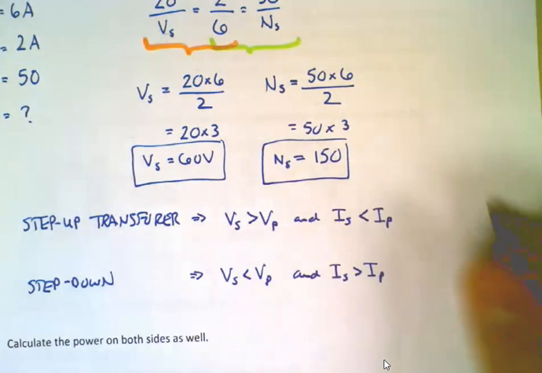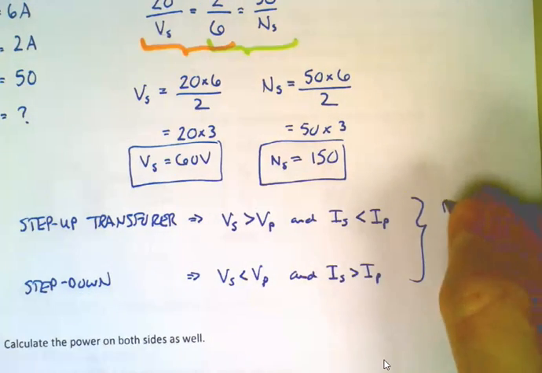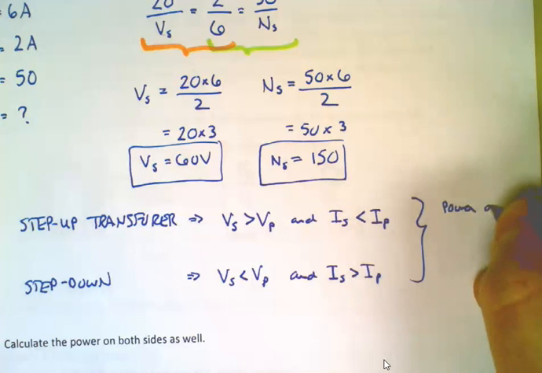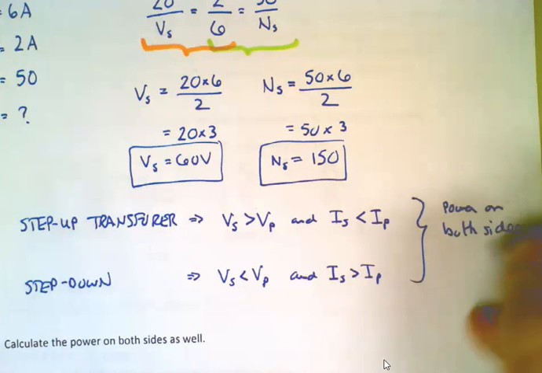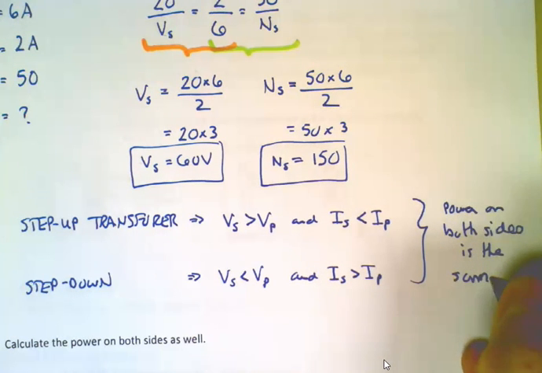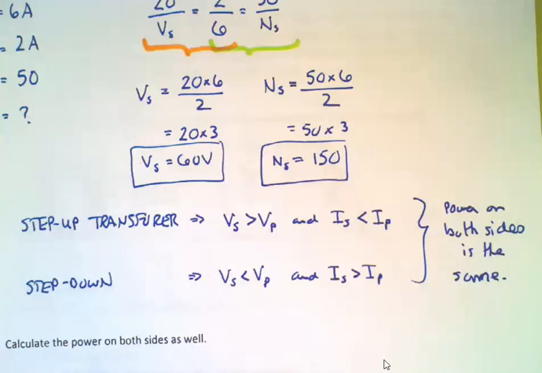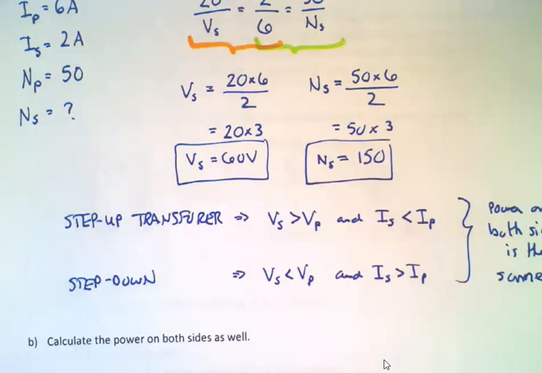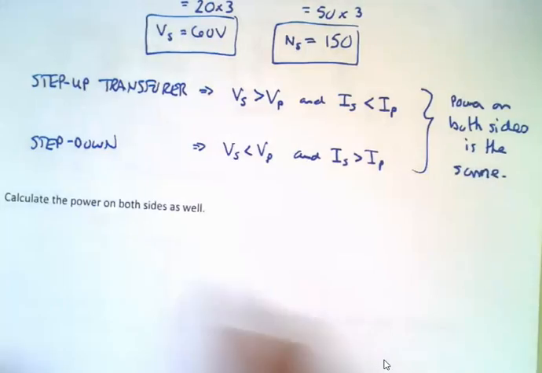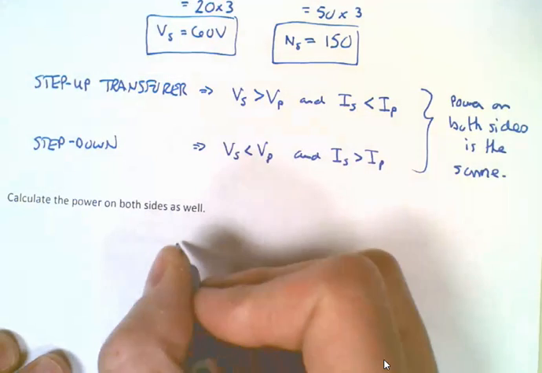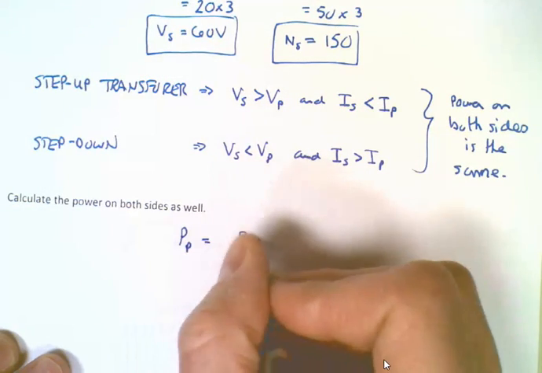And the main key point is that power on both sides is the same. The law of conservation of energy says that has to be true. Calculate the power on both sides. Well, to double check that this is correct, we know that the power on both sides better be the same.